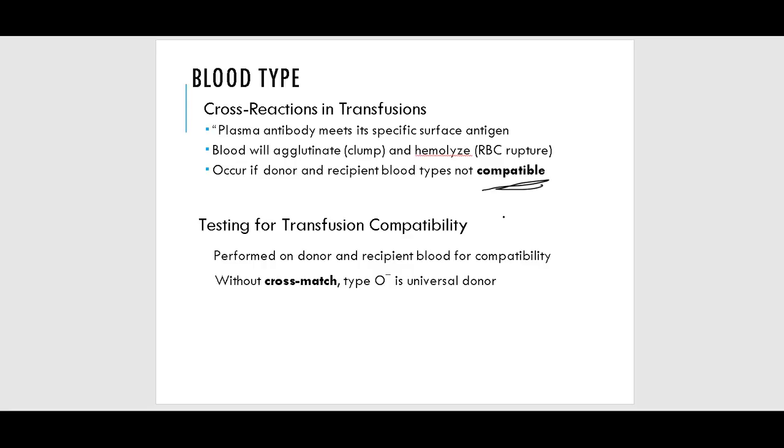We'll talk about different compatible blood types in a couple slides and how we can figure out what blood types are compatible. We test for transfusion compatibility on both the donor, the person who's giving the blood, and the recipient, the person who's getting the blood, to make sure that they'll be compatible so that we don't have any cross reactions occurring and so that the red blood cells don't hemolyze or rupture. If we don't know the blood types or we don't have a compatible blood type available, type O negative is the universal donor. That means that type O negative blood can be given to any other blood type.